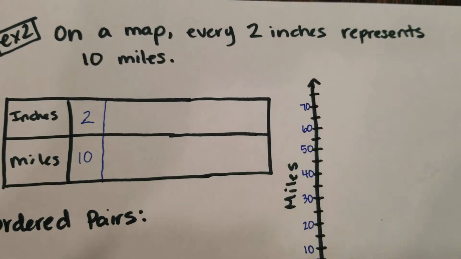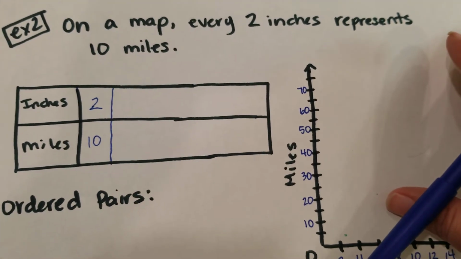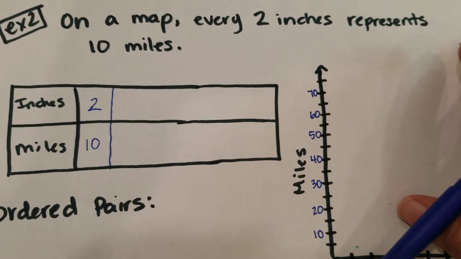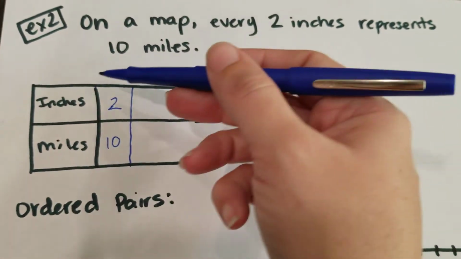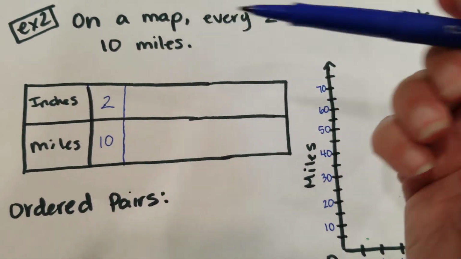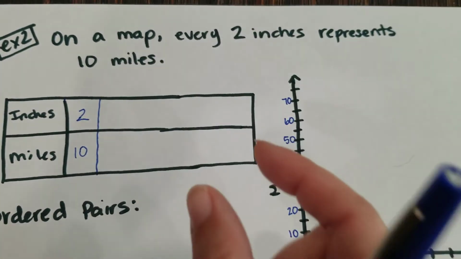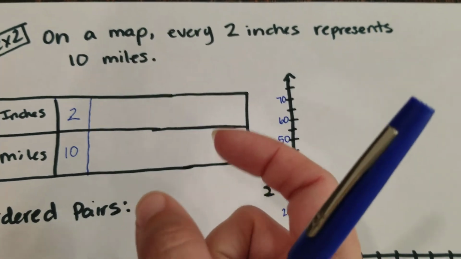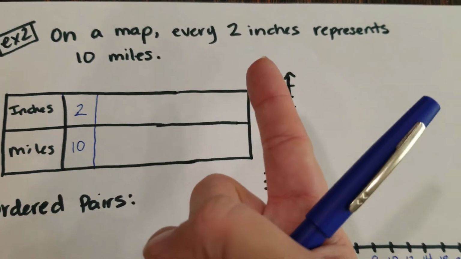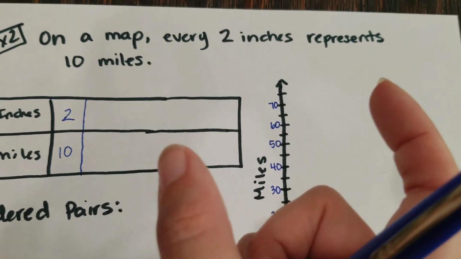This one says, on a map, every 2 inches represents 10 miles. Okay, for this table, I don't really have a header up here. It's just on a map, okay? And you know how on a map, it's kind of like brought down to scale, so everything's much closer on a map than in real life, right? And for this one, their scale is 2 inches. So if things are 2 inches apart, that's actually 10 miles, all right?